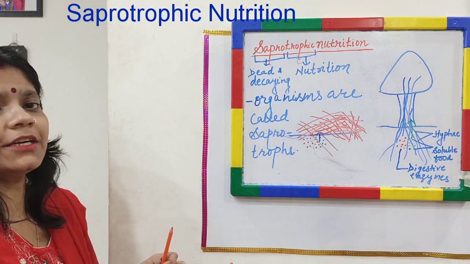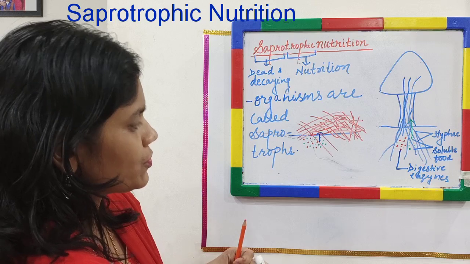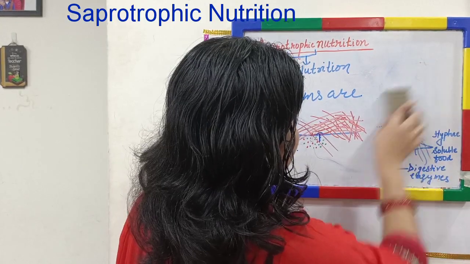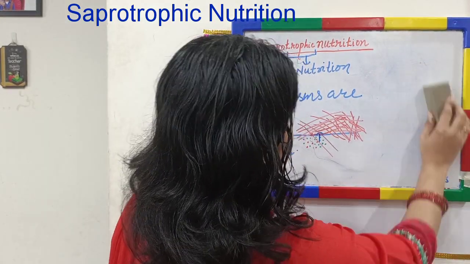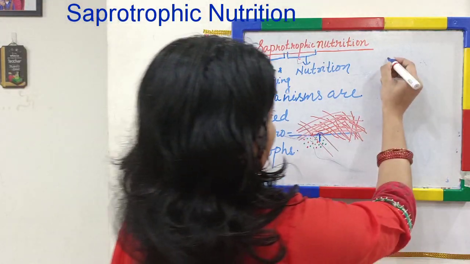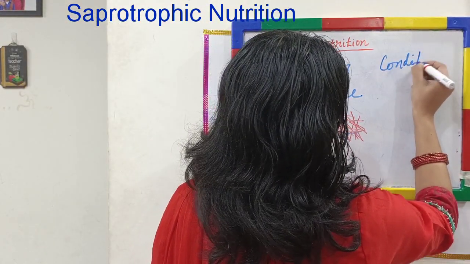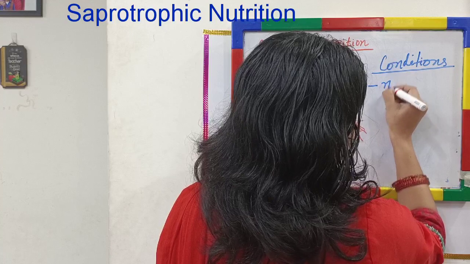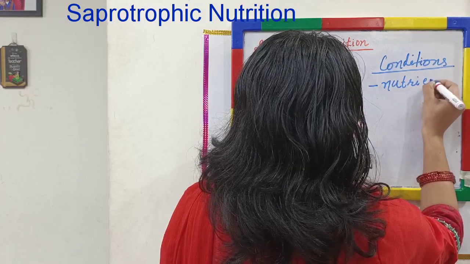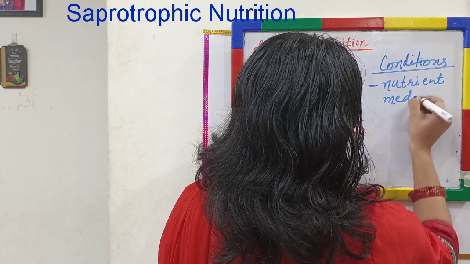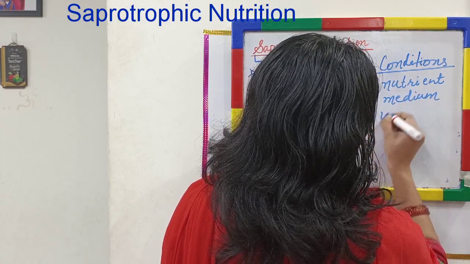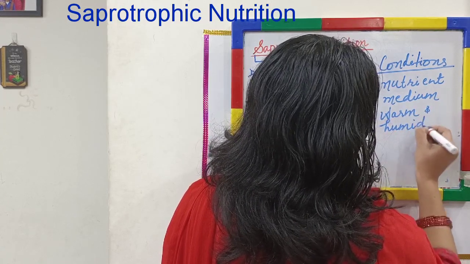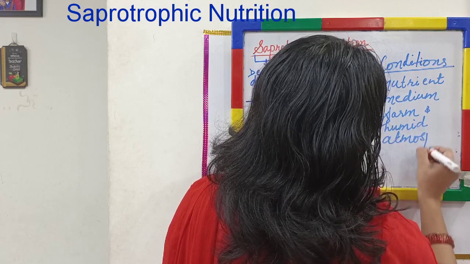So what conditions are needed for the spores of a fungus to grow? Now I will write the conditions needed for a mushroom to grow. The conditions are the presence of a nutrient medium, and the presence of a warm and humid atmosphere.